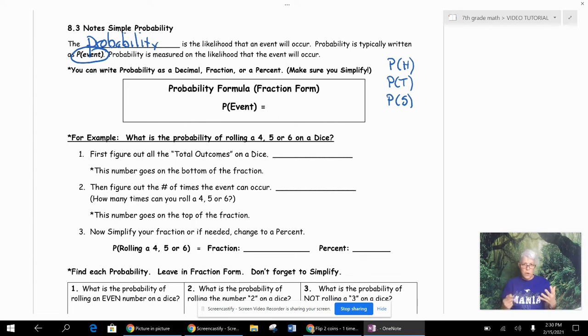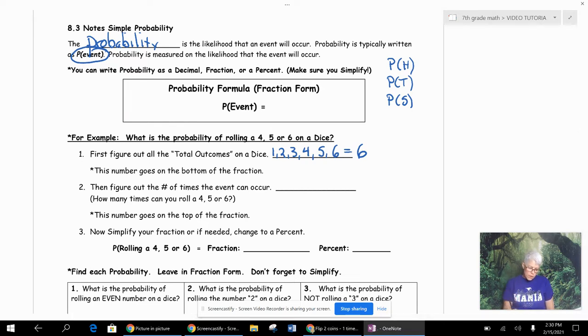So look at number one. To figure out the probability of a simple event, first we need to figure out the total number of outcomes, because that will be the denominator of our fraction. So we already talked about rolling a dice. There's 6 sides. Those sides are 1, 2, 3, 4, 5, 6. So the total possible outcomes is 6.